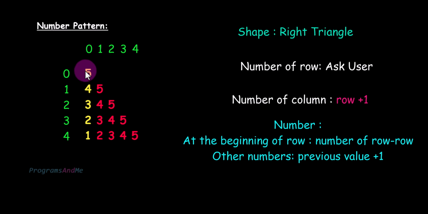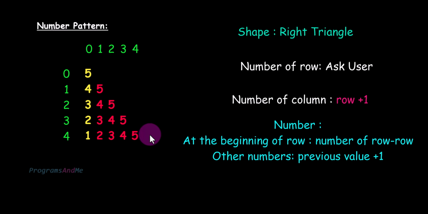So if I subtract the row number from the number of rows, then we'll get these numbers. That is 5 minus 0 is 5, 5 minus 1 is 4, 5 minus 2 is 3, 5 minus 3 is 2, and 5 minus 4 is 1. So to get the first numbers in the first column, column 0, we can use this formula: number of rows minus row number. And then to get the remaining numbers, we can add 1 to the previous number. Right? 4 plus 1 is 5, 3 plus 1 is 4, 4 plus 1 is 5, like that. This is about the numbers and shape of the pattern.